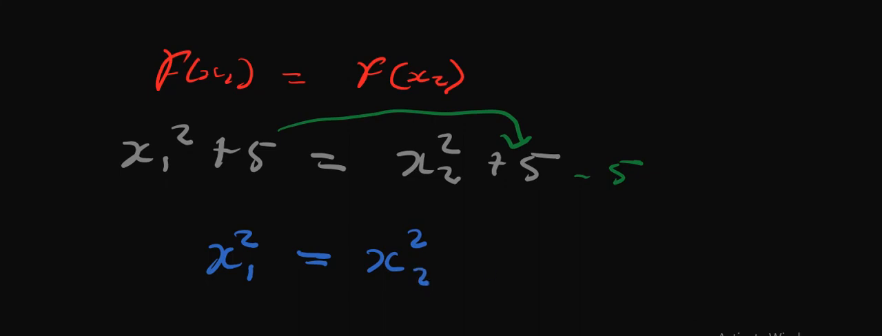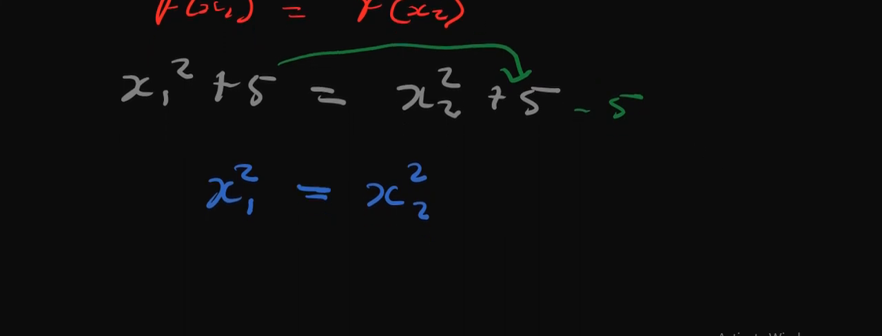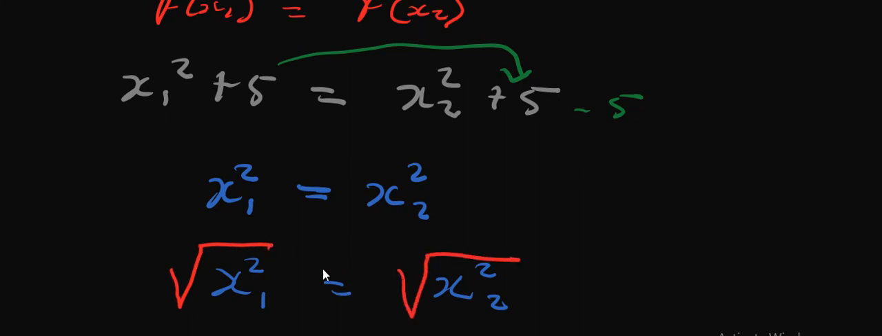Now, in this case, you need to choose which side you want to get rid of the square. I'm going to pick my left hand side. So I'm going to say x1 squared is equal to x2 squared. Then I'm going to introduce a square root on this side, and also introduce a square root on this side. Because I've introduced a square root, this will be positive or negative. Then this guy and that guy can go.